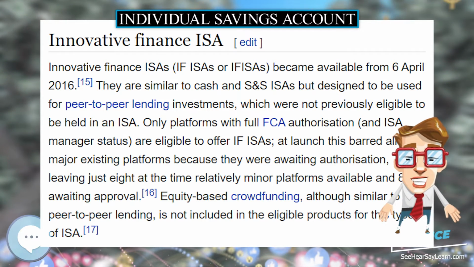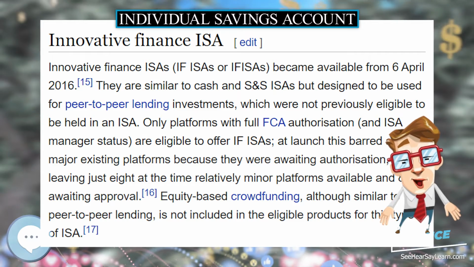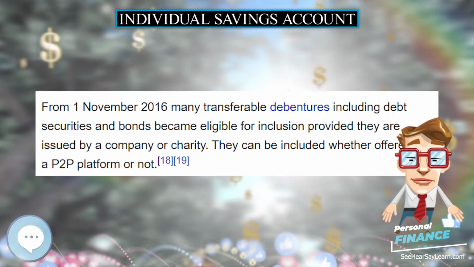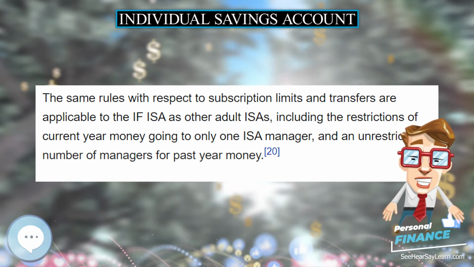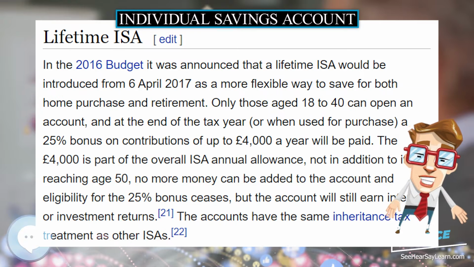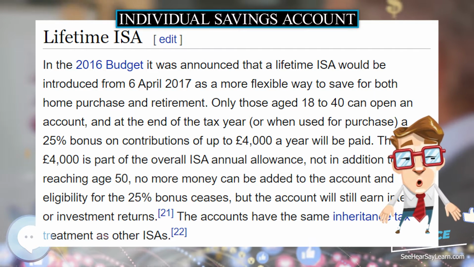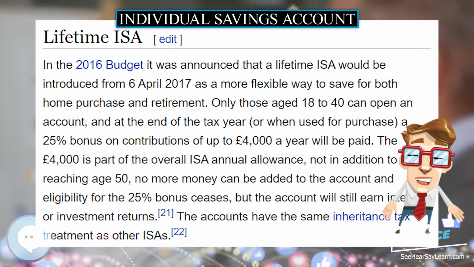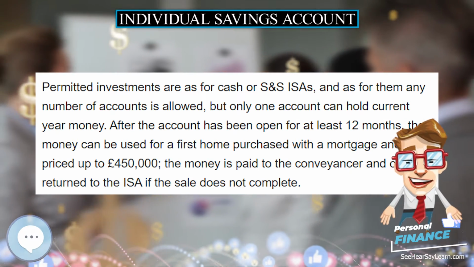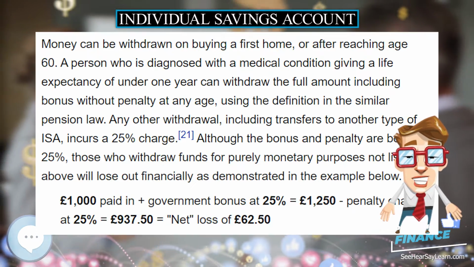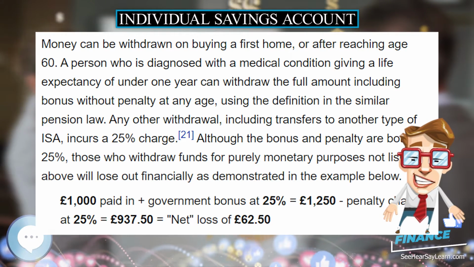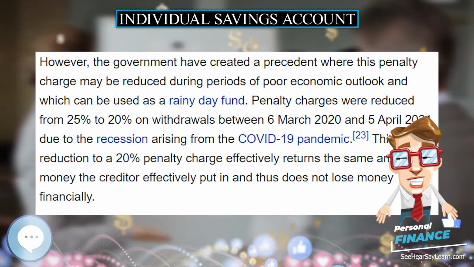Origins. ISAs were introduced on the 6th of April 1999, replacing the earlier personal equity plans, PEPs, very similar to a Stocks and Shares ISA, and tax-exempt special savings accounts, TESSAs, very similar to a Cash ISA. Other tax-advantaged savings that predate ISAs include many offered by National Savings and Investments, a state-owned institution which has in the past offered a range of other tax-free accounts, in addition to its own ISAs.